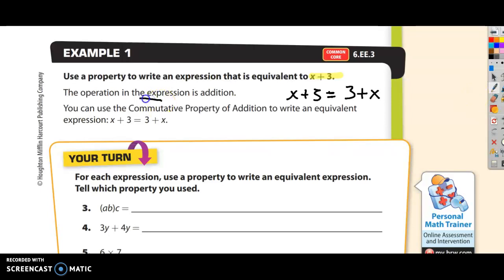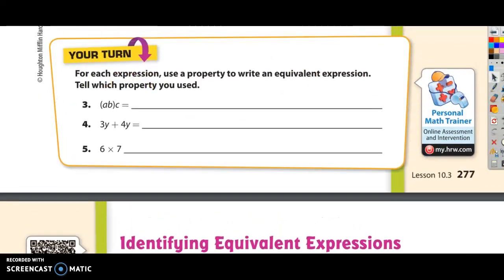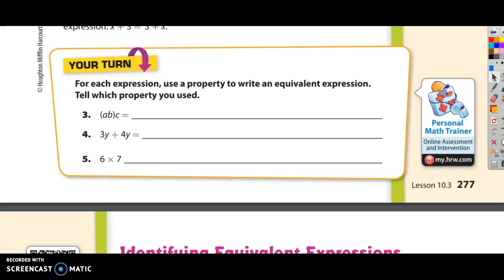So the commutative property of addition tells us that you can change the order. That's what that question is asking. Down here at the bottom, for your turn, I'm going to help you with these because I think you'd struggle on them if you tried them by yourself. It says for each expression, use a property to write an equivalent expression and tell which property you used.